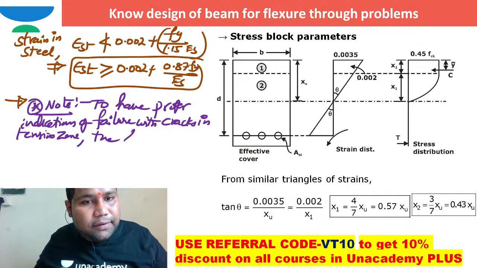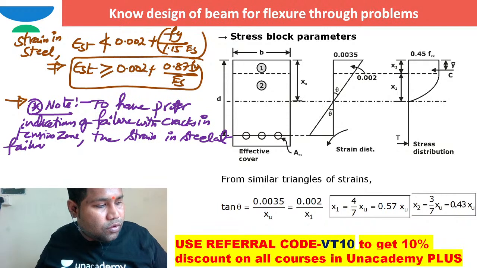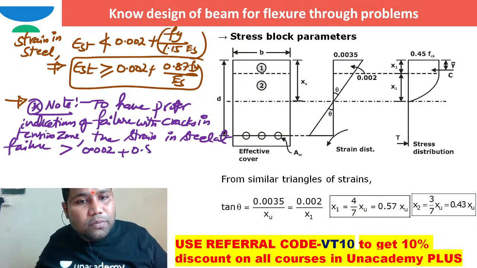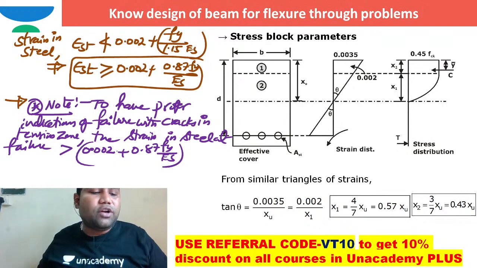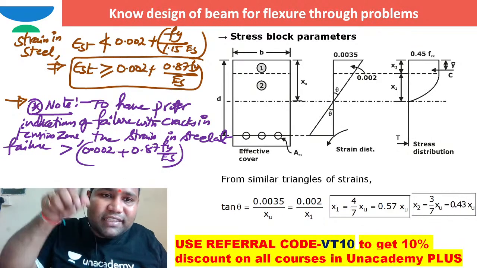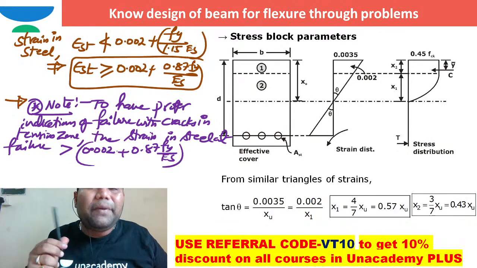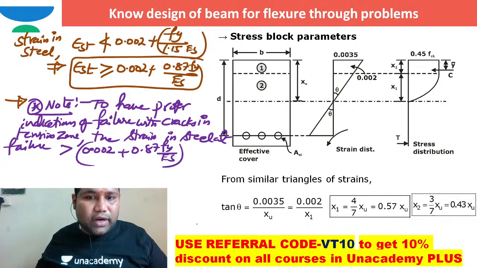So to have proper indications of failure with cracks in the tension zone, the strain in steel at failure should be more than 0.002 plus 0.87 fy by Es. Like that we should try to design, right? If the strain in steel at the time of failure is less than 0.002, in such a case the failure is a brittle failure, right? I just want to write that note.